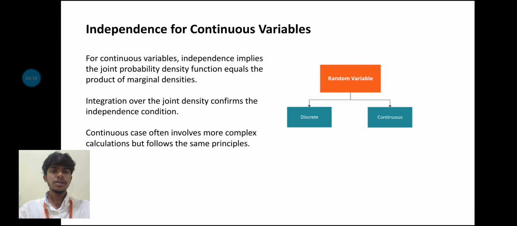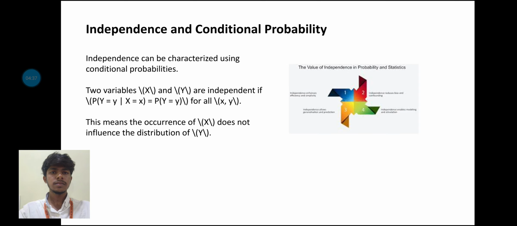Independence for continuous variables. For continuous variables, independence implies the joint probability density function equals the product of the marginal densities. Integration over the joint density confirms the independence condition. Independence and conditional probabilities. Independence can be characterized using conditional probability. The occurrence of X does not influence the distribution of Y.